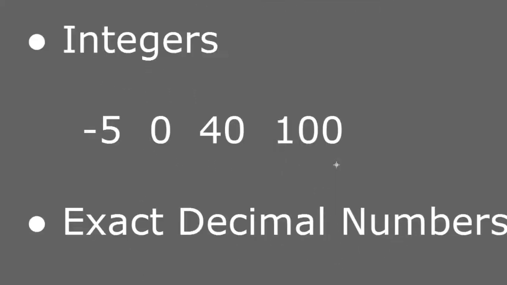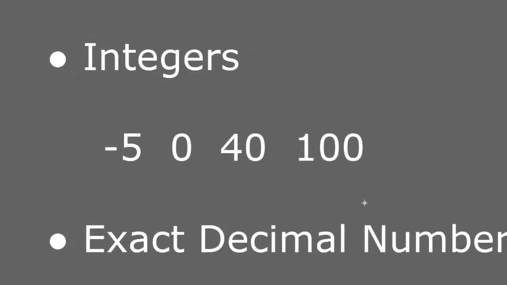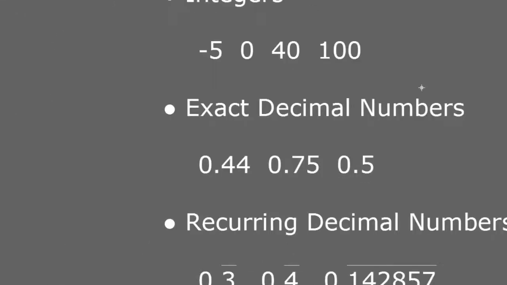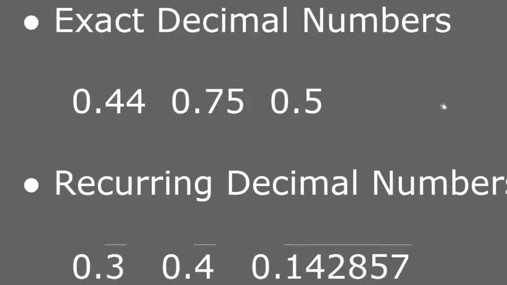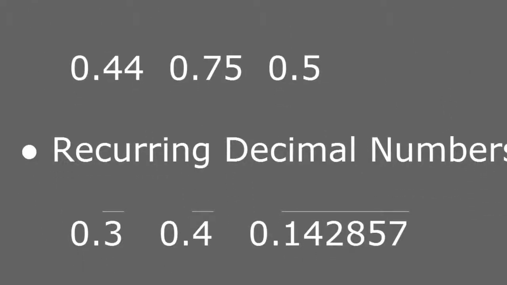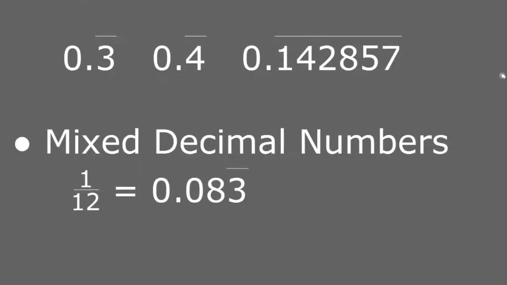Some examples of rational numbers, as we said before, are the integers, which can be divided by 1 and expressed as rational numbers. The exact decimal numbers are all rational numbers. The recurring decimal numbers, which repeat forever but in a predictable pattern after the decimal point, are rational numbers.